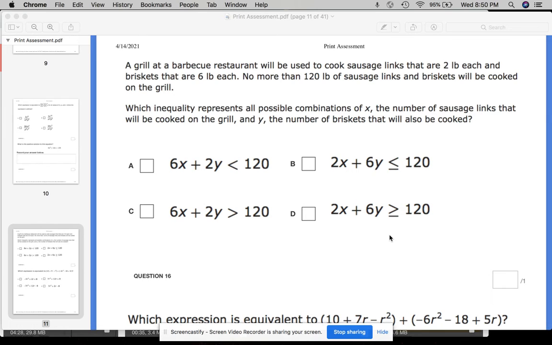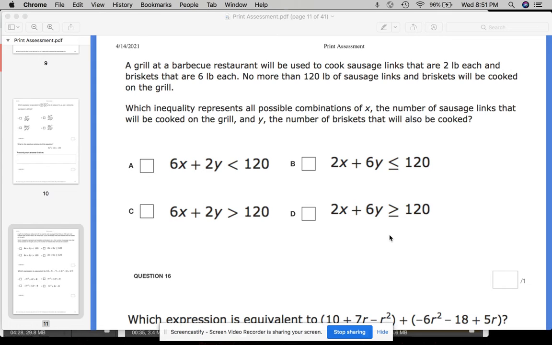Question 15. A grill at a barbecue restaurant will be used to cook sausage links that are 2 pounds each and briskets that are 6 pounds each. No more than 120 pounds of sausage links and briskets will be cooked on the grill. Which inequality represents all possible combinations of x, the number of sausage links that will be cooked on the grill, and y, the number of briskets that will be cooked?